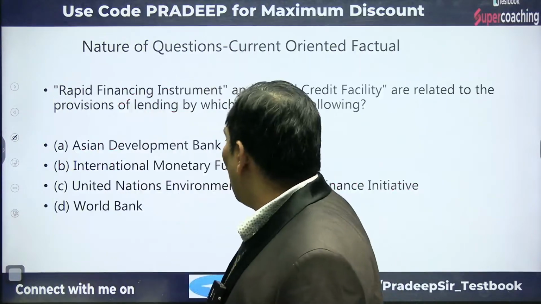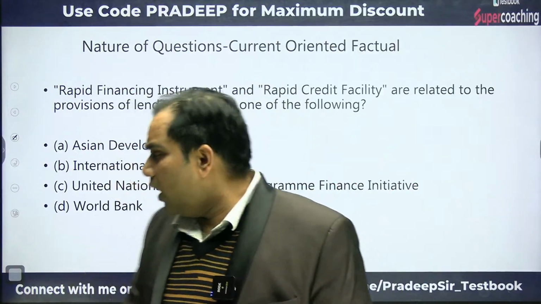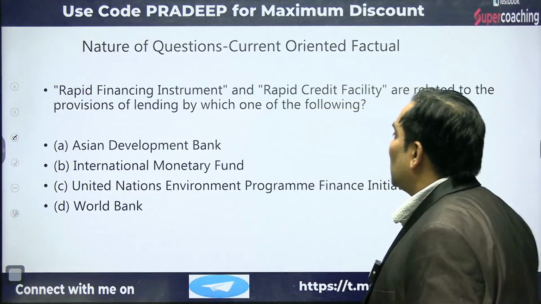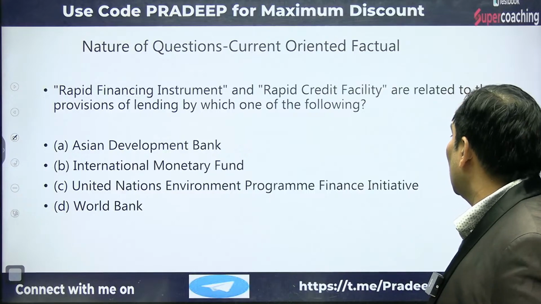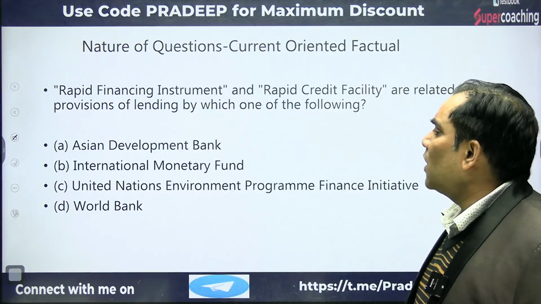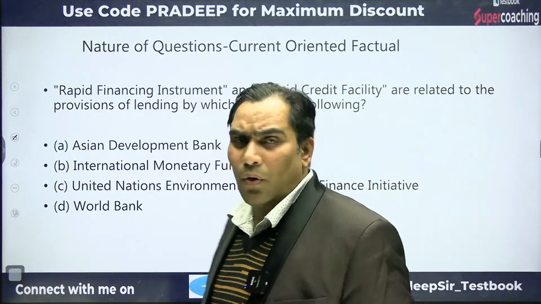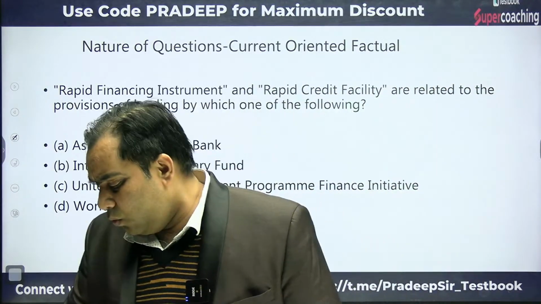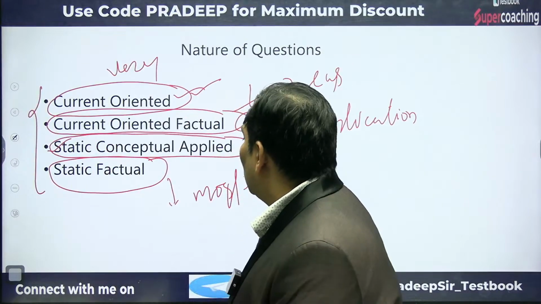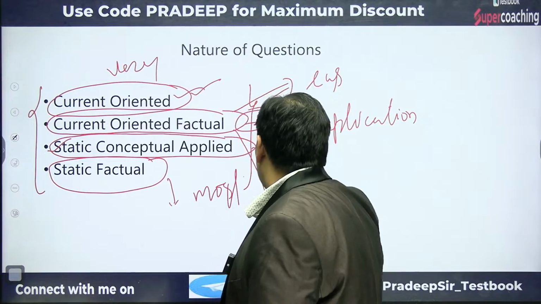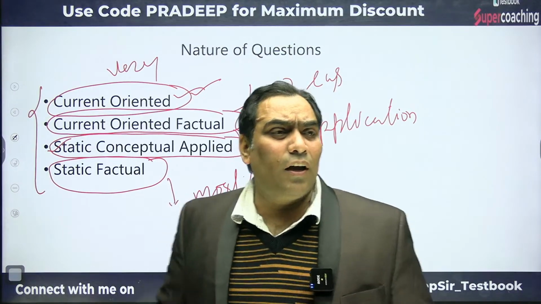When we talk about the other question, which was asked in the 2020 exam: Rapid Financial Instrument or Rapid Credit Facility are related to provisioning of lending by which one of the following? Let me tell you what type of question this is. This is related to current oriented factual questions.